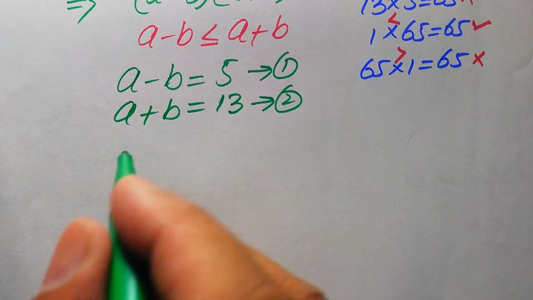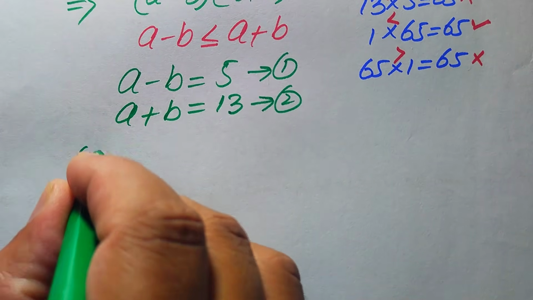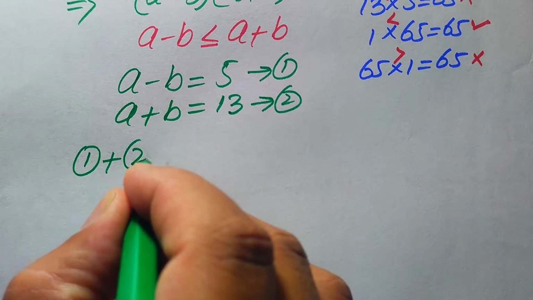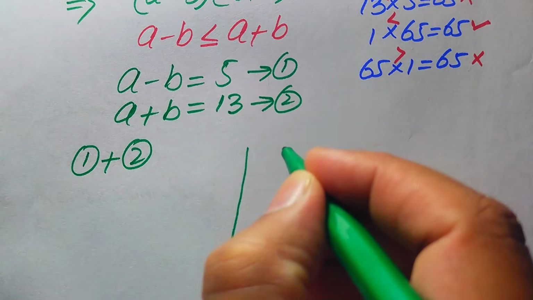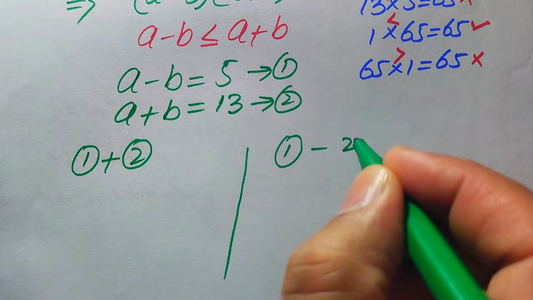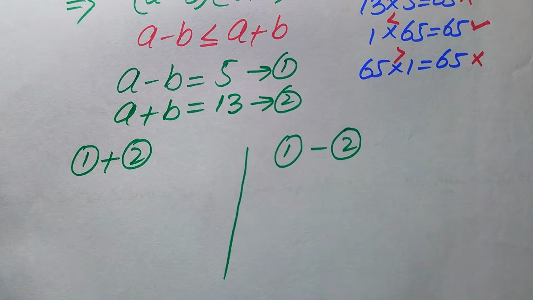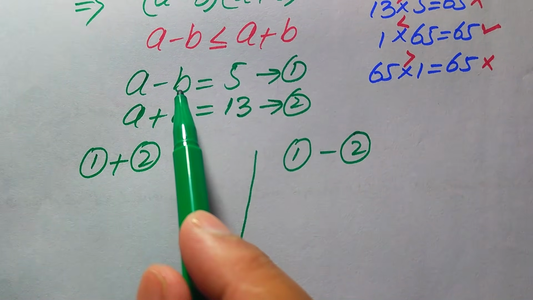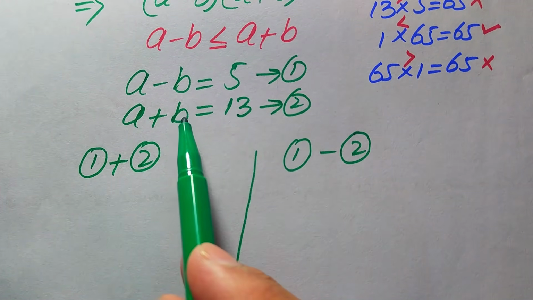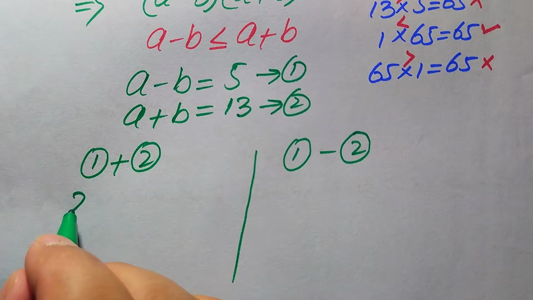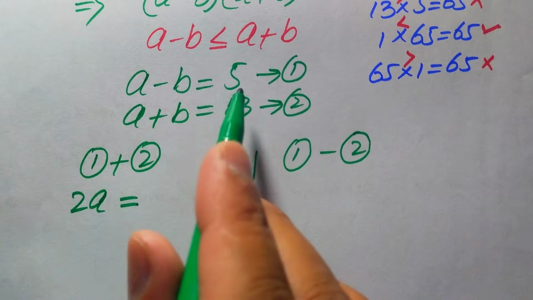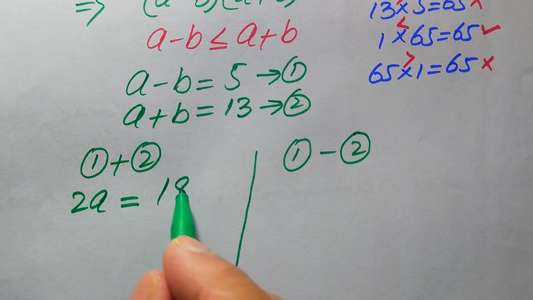So in the next step here we sum up equation number 1 and equation number 2, and on this side we subtract equation number 1 and equation number 2. So when we add equations 1 and 2, you see that negative b and positive b are gone, and we get a plus a becomes 2a is equal to 5 plus 13 becomes 18.